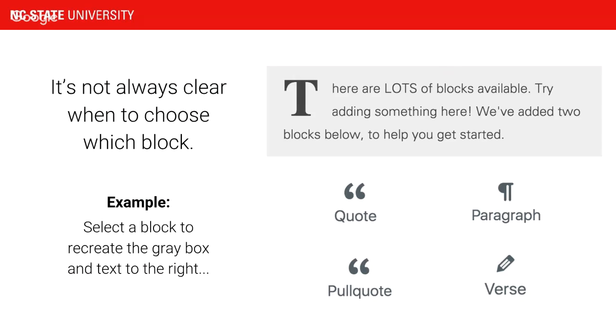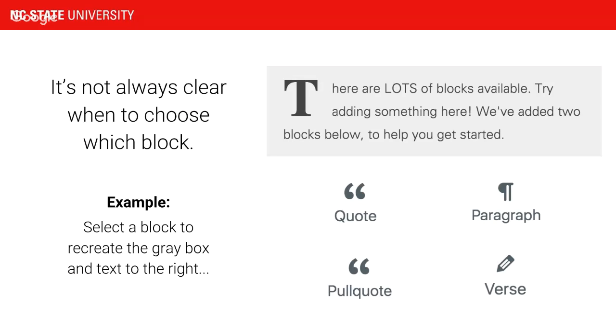And it's also not clear when to choose which block. So like, which block would you use to recreate the gray box and text to the right? Is it a quote? Is it a paragraph? Is it a pull quote? Is it a verse? I'll let you decide in your mind before I reveal the answer.